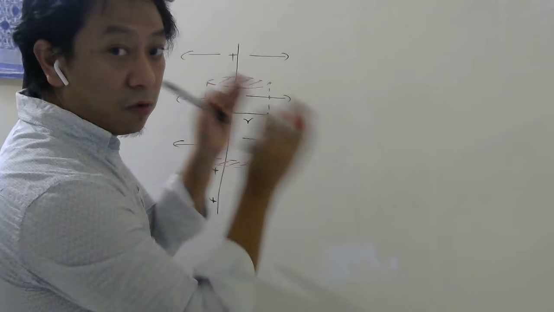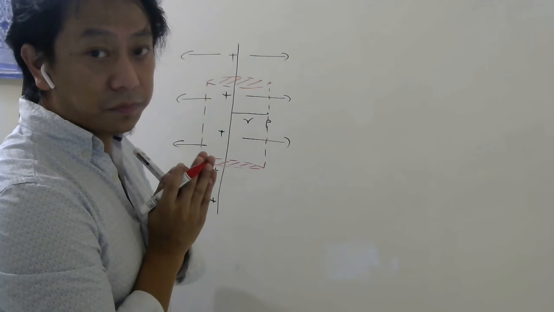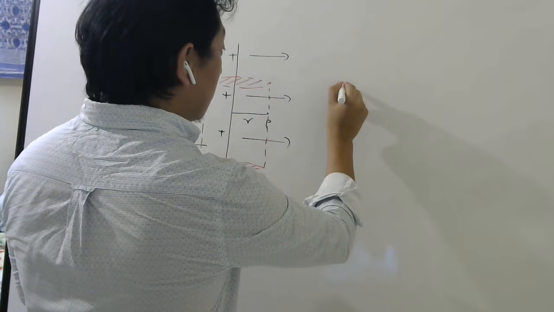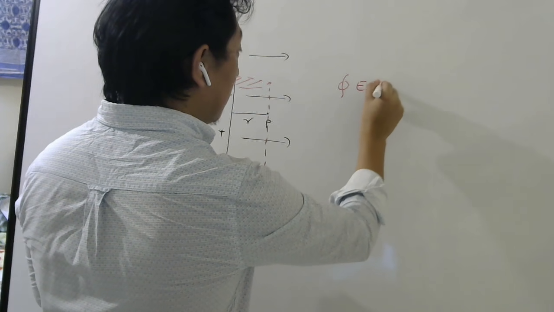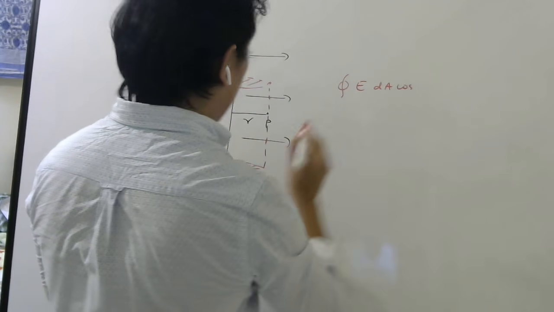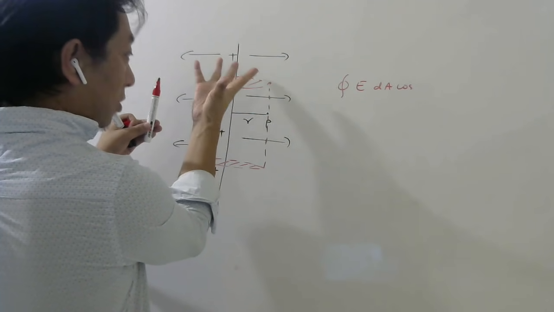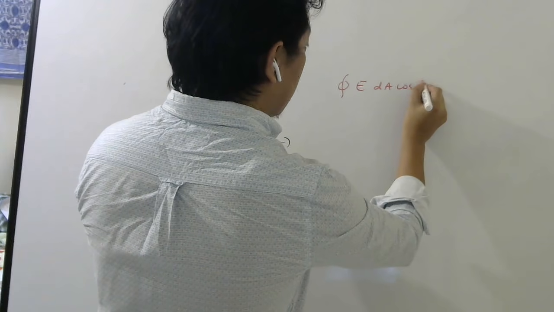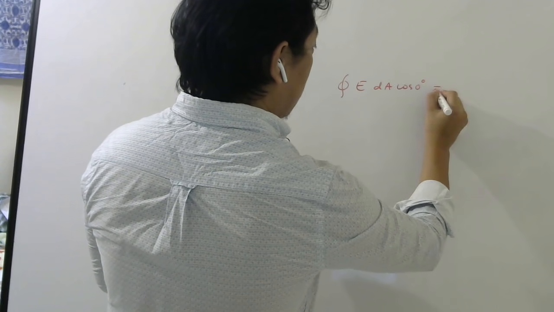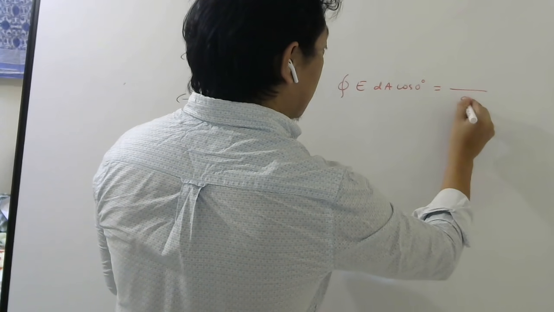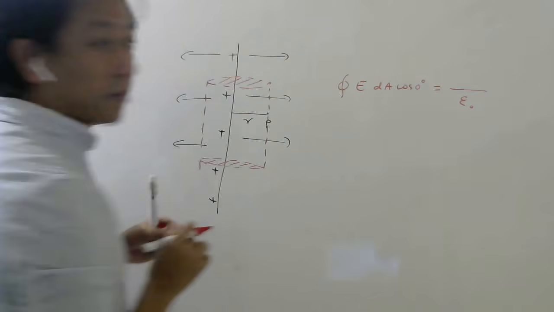So if you look at the left side of Gauss law, there is integral E dA cos theta. For this surface, area vector will be like this, and electric field is also like this. So everywhere theta is 0. That should be equal to charge inside divided by epsilon naught.